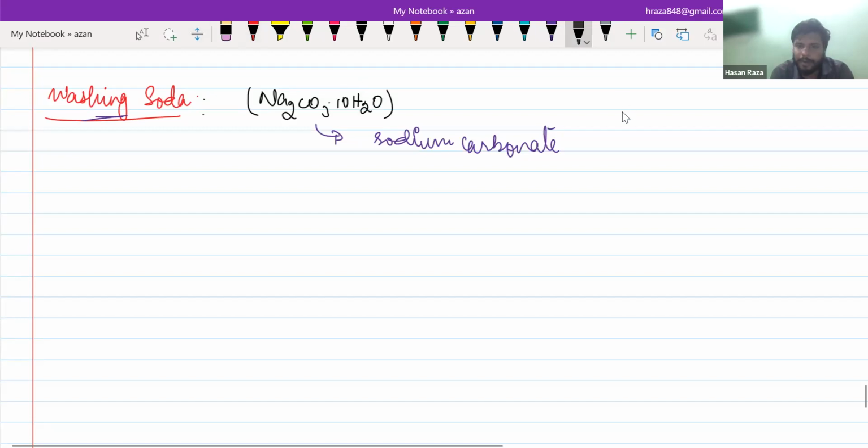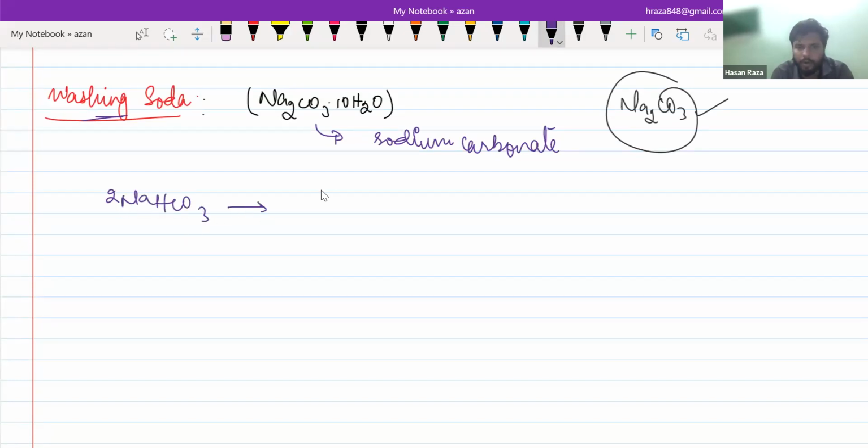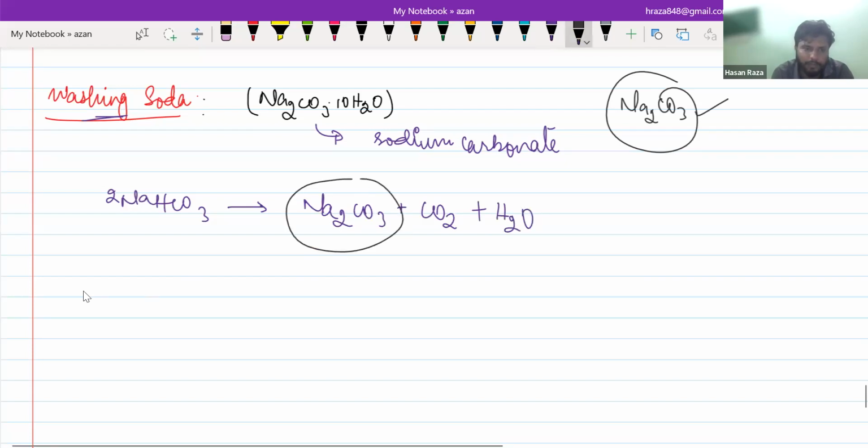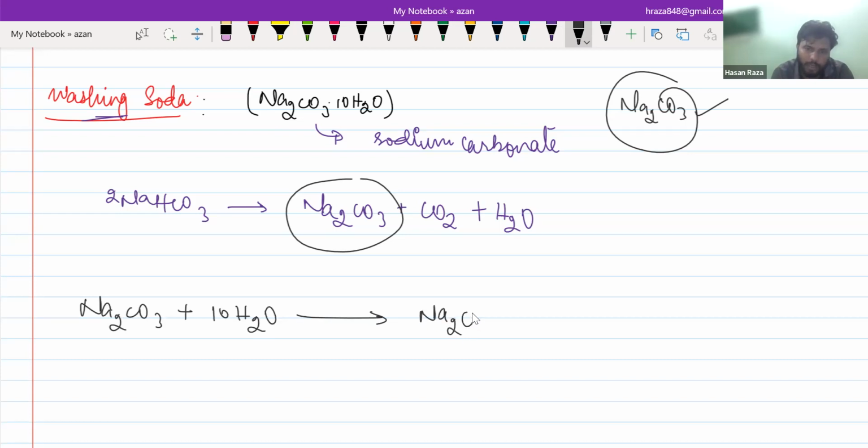So see how we are going to prepare it. We already prepared Na2CO3. And how did we prepare Na2CO3? When we heated 2 moles of NaHCO3, we got Na2CO3 along with CO2 and H2O. So we will take Na2CO3 from here and then combine it with 10 moles of water. We will get Na2CO3 dot 10H2O. Please write it.